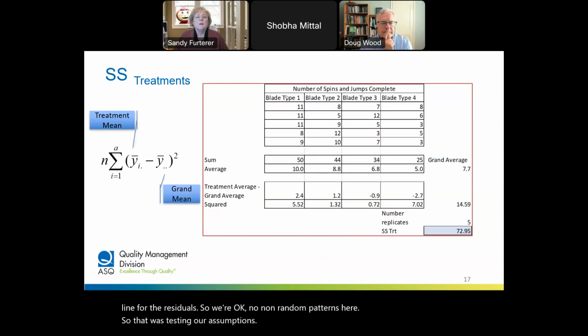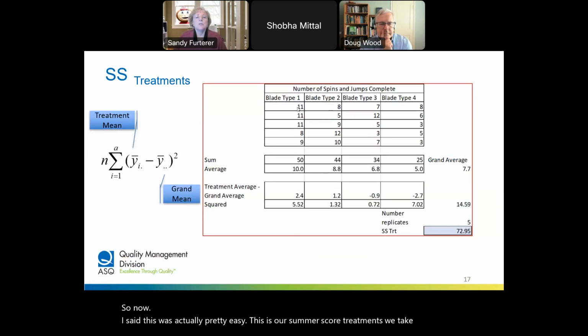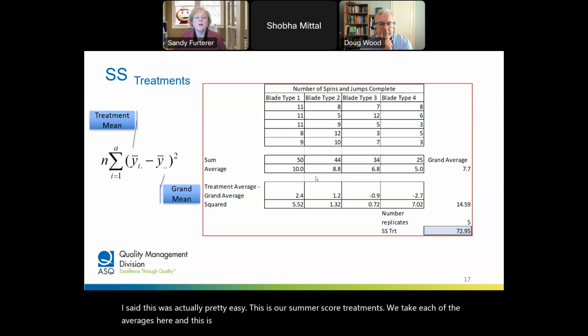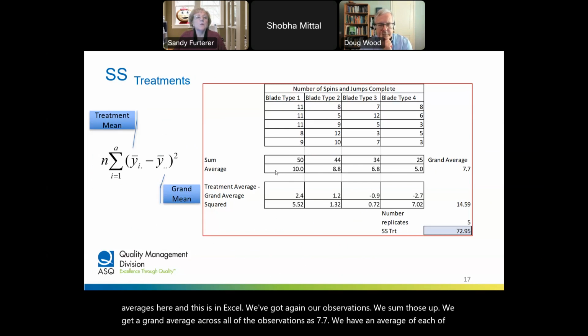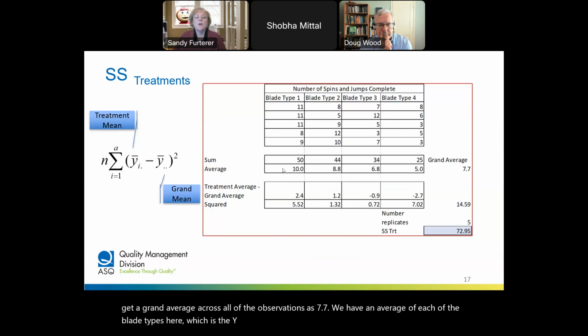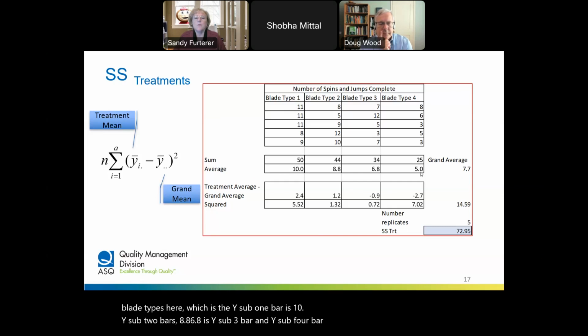So now, I said this was actually pretty easy. This is our sum of square treatments. We take each of the averages here, and this is in Excel. We've got, again, our observations. We sum those up. We get a grand average across all of the observations as 7.7. We have an average of each of the blade types here, which is the Y sub 1 bar is 10, Y sub 2 bar is 8.8, 6.8 is Y sub 3 bar, and Y sub 4 bar is 5.0.